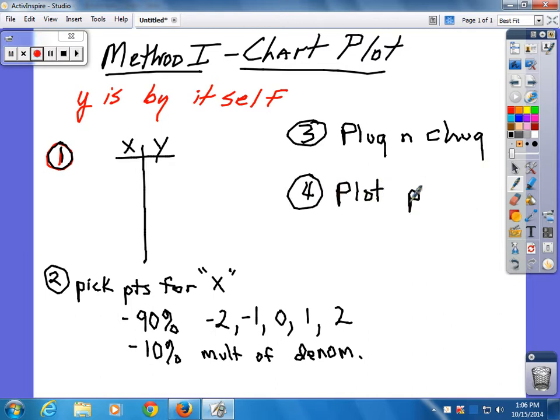And when you plot the points, what do you think it's going to form? A line. Unless you don't know what you're doing.